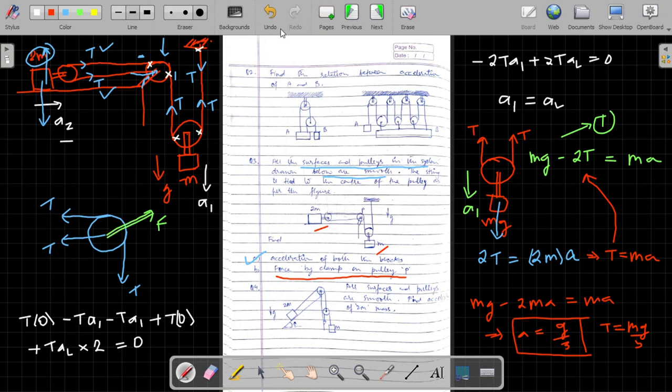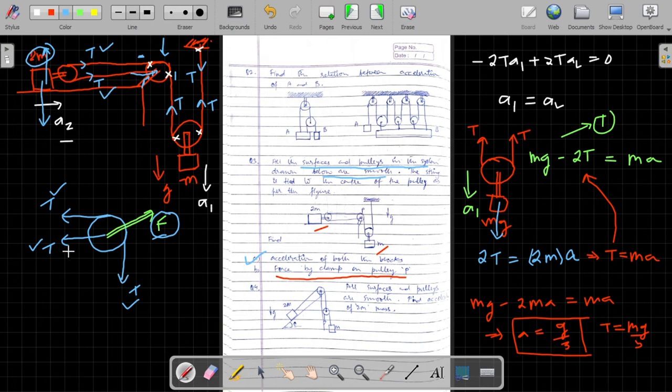And if you see this figure carefully, the forces acting on the pulley are in rightwards, leftwards and downward direction, and they are balanced by the force acting at the center of the pulley applied by the clamp. So these forces, the tension forces T, T and T, are balanced by this force F. So forces 1, 2 and 3 are balanced by this force F.